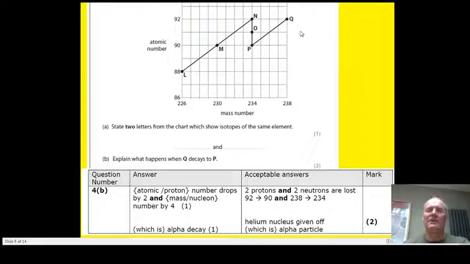So which decay particle has an atomic number of 2 and a mass number of 4? It is an alpha particle. I hope you spotted that. So Q to P is an alpha decay.